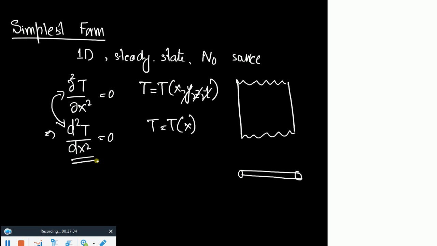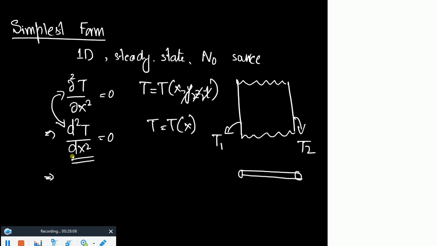How many boundary conditions are required to solve this? Two boundary conditions. What is the order of the derivative? 2. So you can have two boundary conditions, and those can be in terms of what? Temperature or flux, right? So let's say I would call this temperature as T1 and this temperature as T2.